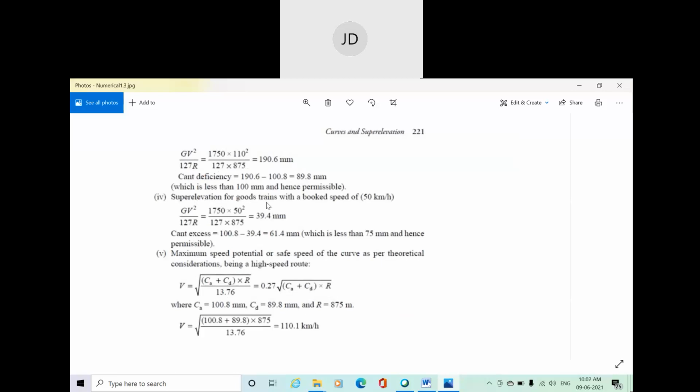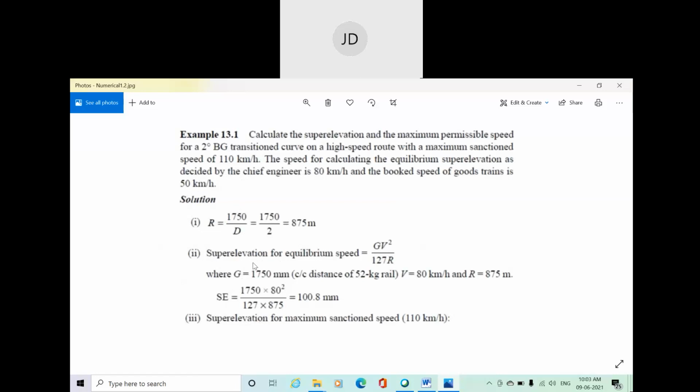The superelevation for a goods train with the booked speed of 50 kilometers per hour, using the same formula, same values, only difference is your speed of the train will be different. Okay, now putting 50 here, you will get this value. Now it's coming as 39.4 millimeter. Your equilibrium superelevation is how much? 100.8 millimeter. Okay.